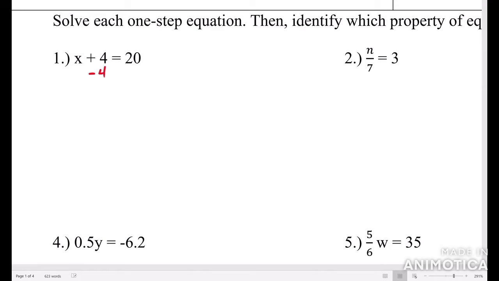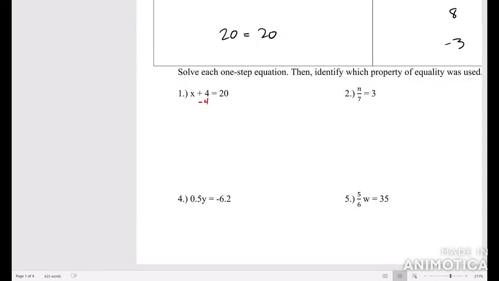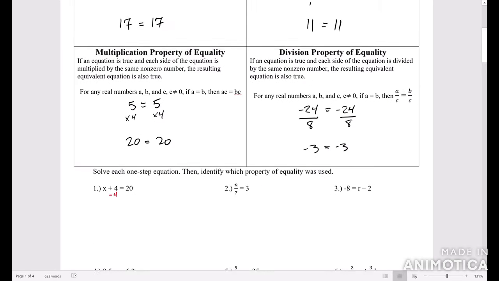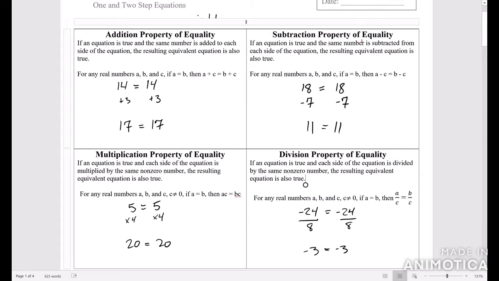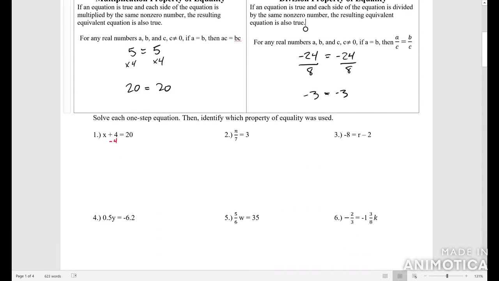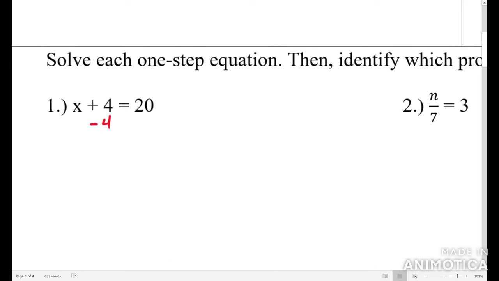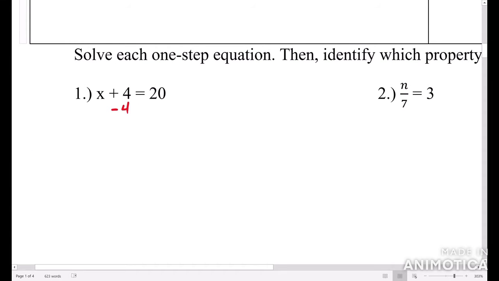By subtracting 4. But remember, based on that subtraction property of equality that we talked about up here, if I do that on one side, I need to do it on the other side in order to maintain a true equivalent equation throughout. So I'm going to subtract 4 on the right side as well. Doing that results in x equals 16. So we've solved for x. We've got it. We've isolated it.